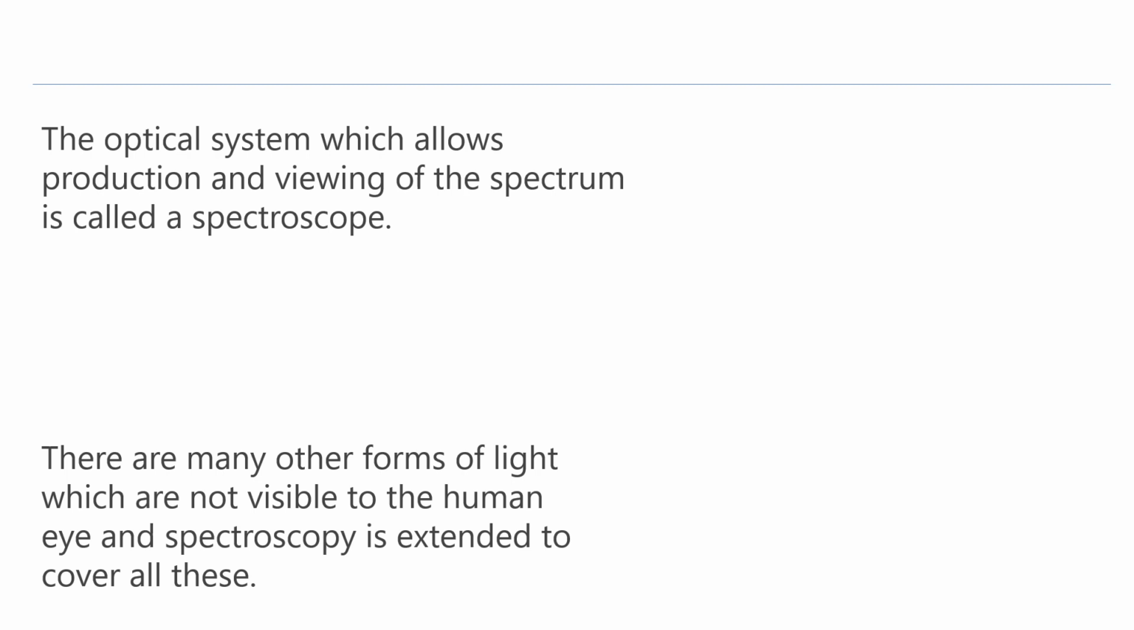And apart from this visible light, we are unable to see other forms of light. To see the other forms of light besides visible light, we need spectroscopy techniques.